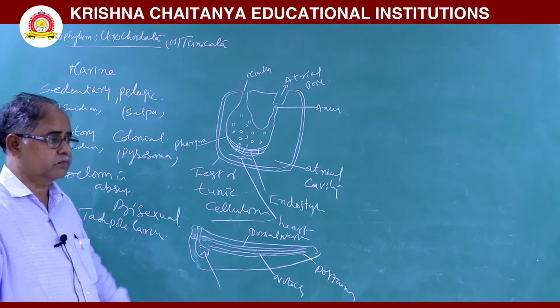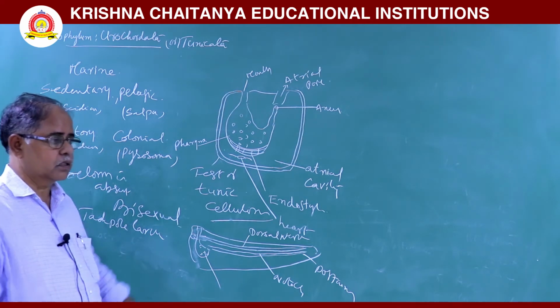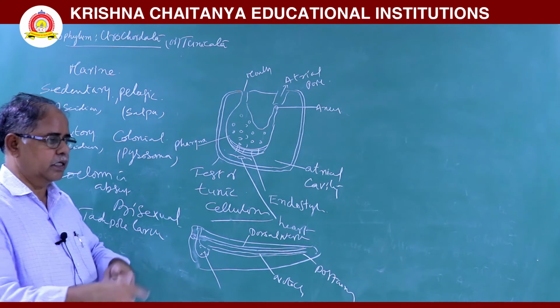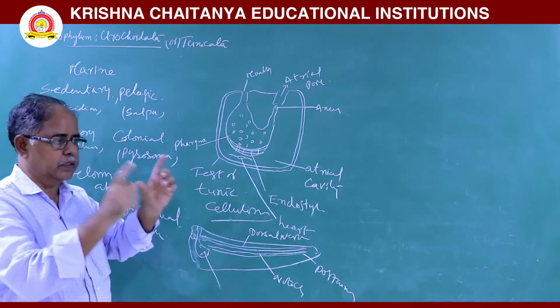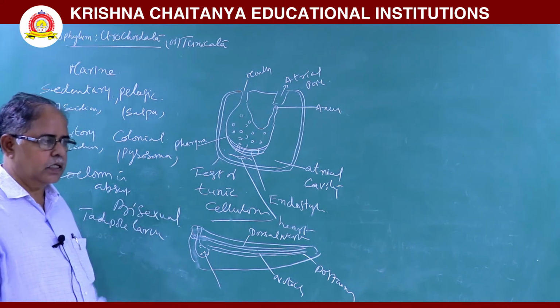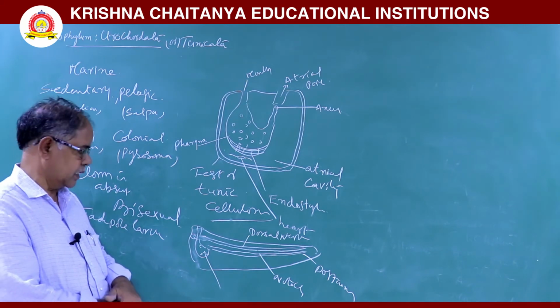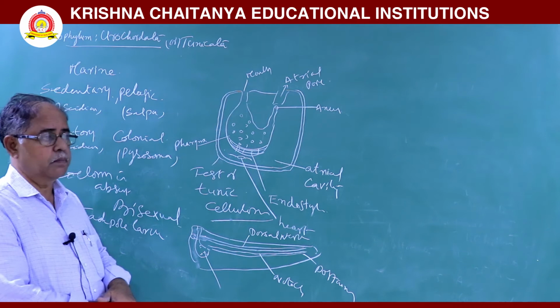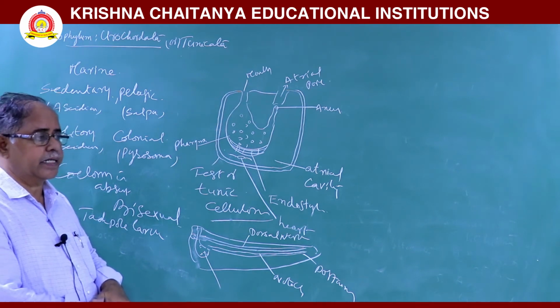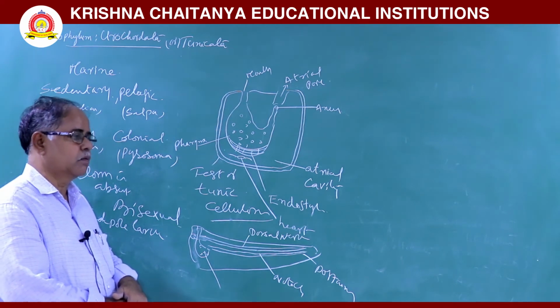During metamorphosis, this larva loses all chordate characters and metamorphoses into an adult without any chordate characters. So this type of metamorphosis is called retrogressive metamorphosis.